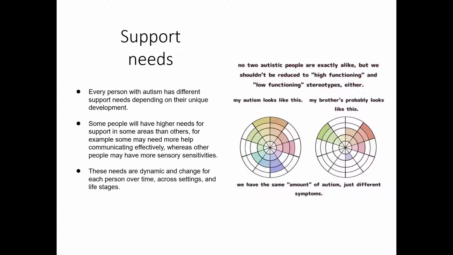So no two autistic people are exactly alike, but we shouldn't be reduced to high functioning or low functioning stereotypes. So for some people, their autism may look like this color wheel, whereas their brother's autism might look like the second color wheel. We have the same amount of autism, just different symptoms. So I like that visual. It really depicts how the severity of those symptoms or characteristics is different for everybody. So two people might have the very same diagnosis, but present so differently. And again, this can change over time.